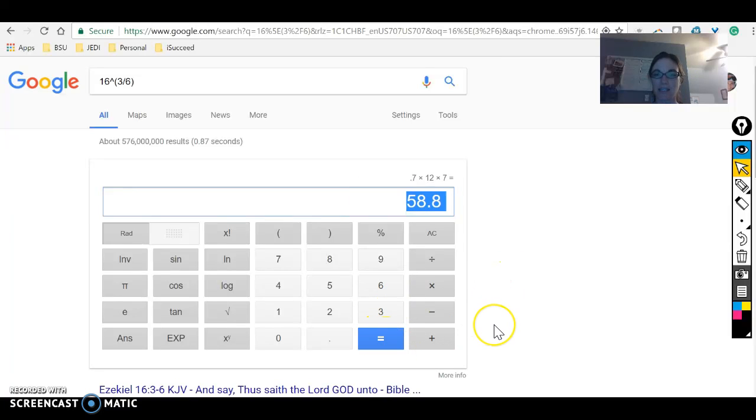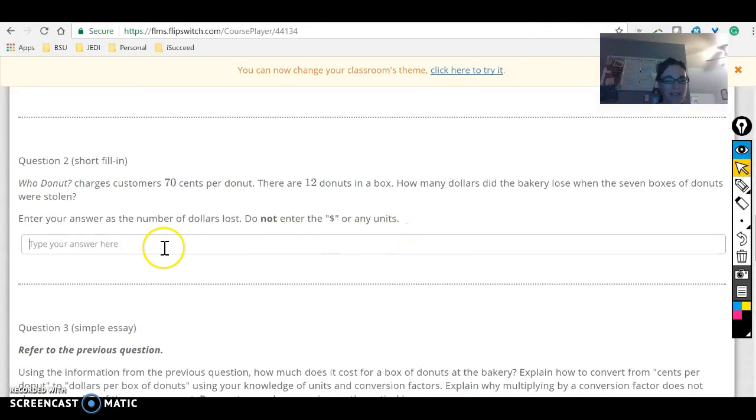And I can see that this thief made off with $58.80 worth of donuts, but it looks like they ask us to round it to the nearest dollar. So we're going to say that this is $59 worth of donuts. Okay. I think it will also take it as 58.8.